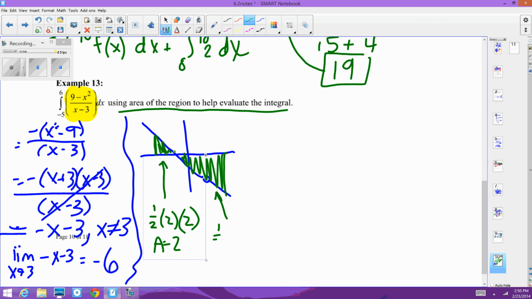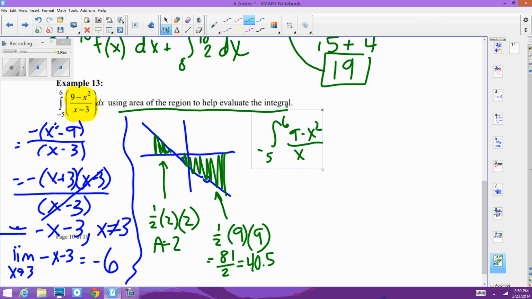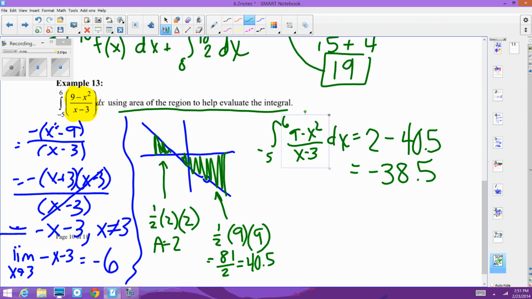Okay, right here, 1/2 times, what is that, 9 times 9 equals 81 over 2, or if you want to write it as 40.5, either way. Now we can evaluate this integral, 9 minus x squared over x minus 3 dx. That's simply going to be equal to 2, positive 2, right, minus 40.5, and if you want to write it as a number, negative 38.5. It's a good idea to check this on your calculator.